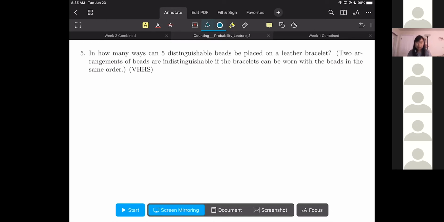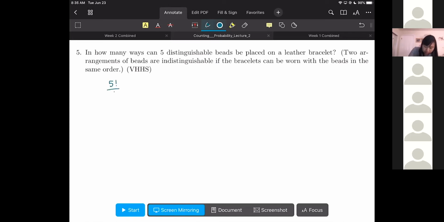I guess it will be 5 factorial divided by 5. Why is that? Well, because 5 distinguishable beads, so that's basically 5 factorial. And then divided by 5 because it's the same order. Like the previous example, how we change the order of the beads, it's the same placement, just that they're rotated. Yeah, they're just rotated.